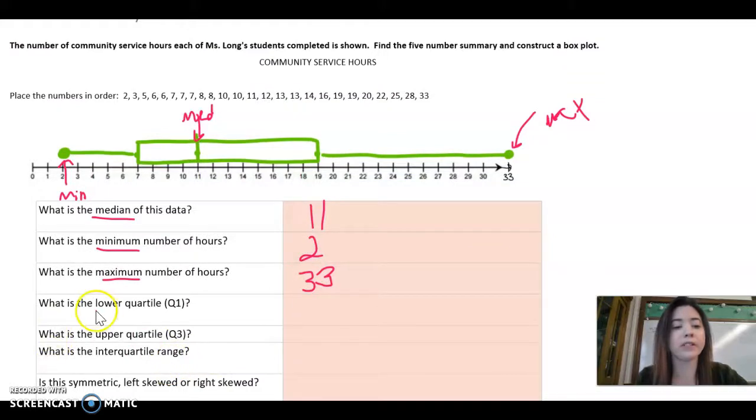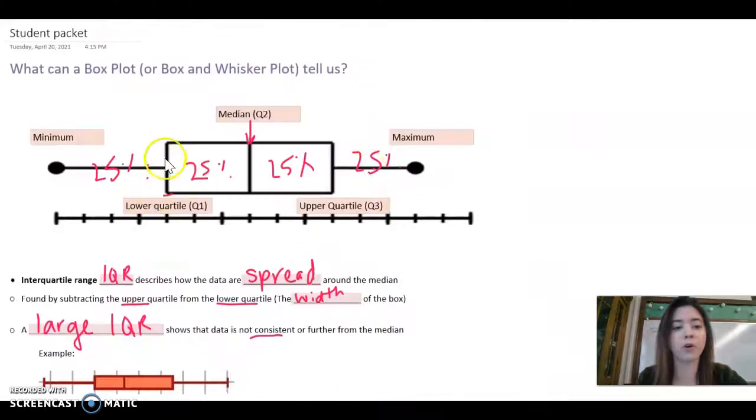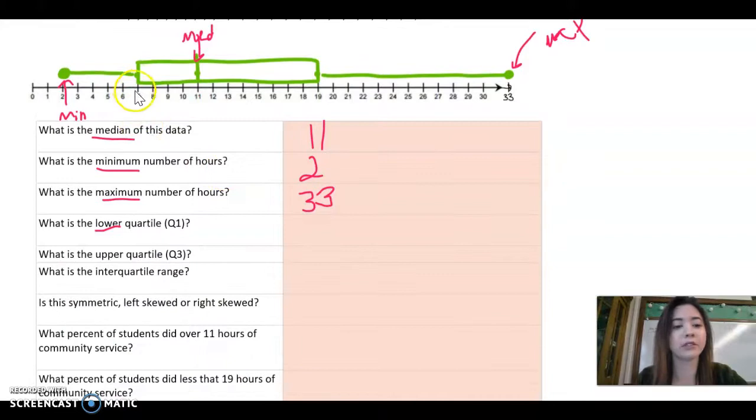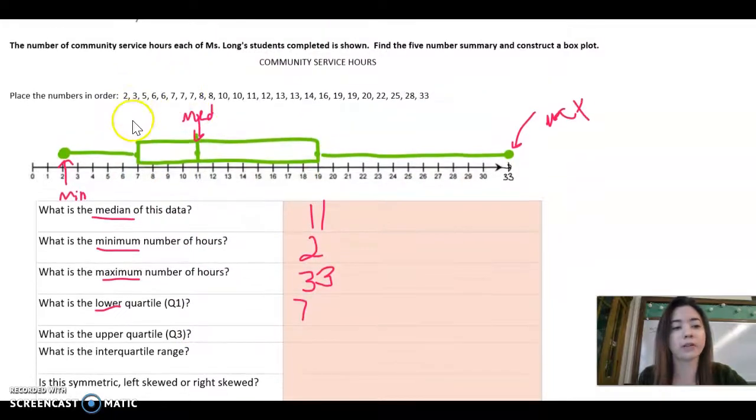Okay. What is the lower quartile, or our Q1? What number would that be? Well, remember, quartile 1 is that left side of our box. So 7. Our upper quartile, Q3, is that right side of our box. So we have Q1 right here, Q3 over here, and that's at 19.